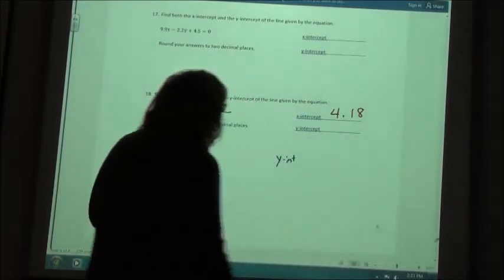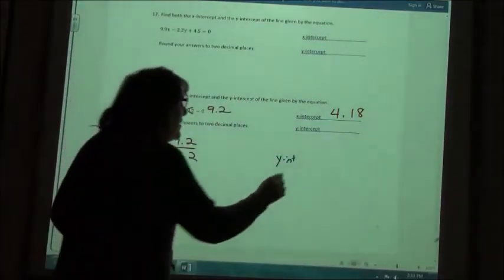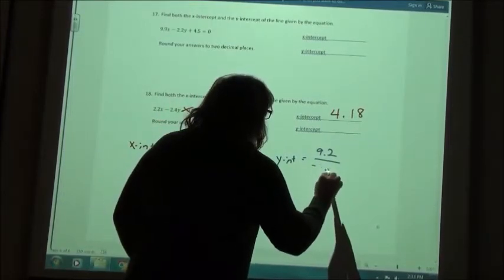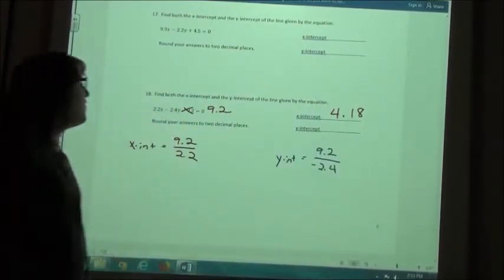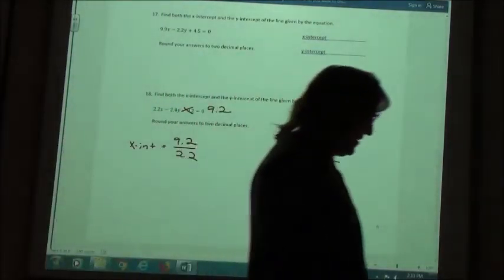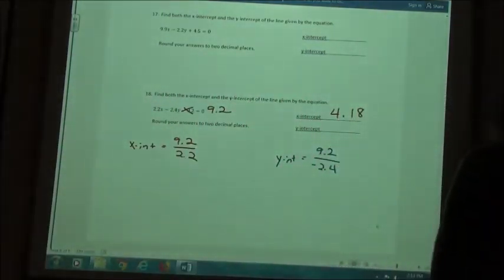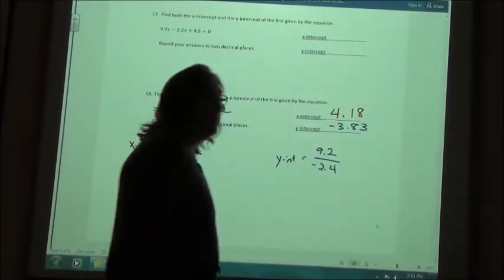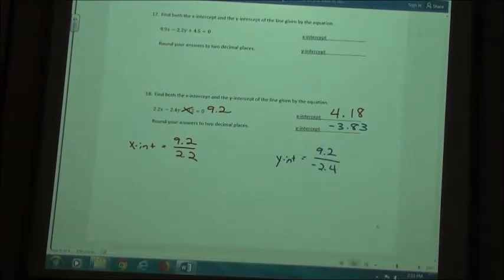On the second part of that, for your y-intercept, you're going to have your 9.2 divided by the negative 2.4, which was in front of our y, and our answer then was negative 3.83. All right, any questions on any of those? I went through them quick because I assumed you pretty much already knew what you were doing there.